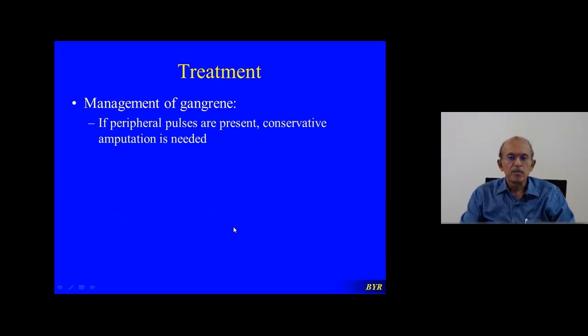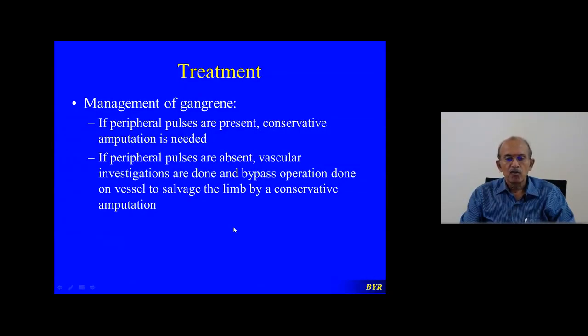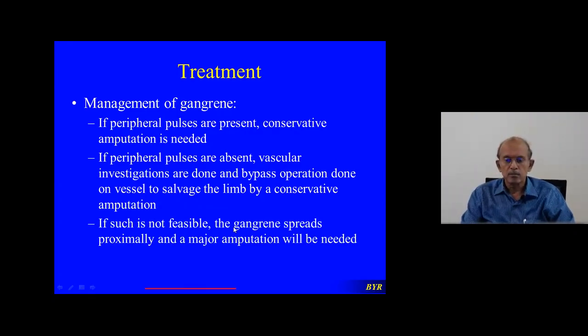Management of gangrene. If peripheral pulses are present, conservative amputation is needed. If peripheral pulses are absent, vascular investigations are done and a bypass operation done on the vessel to salvage the limb, followed by a conservative amputation. If such is not feasible, the gangrene spreads proximally and a major amputation will be needed.